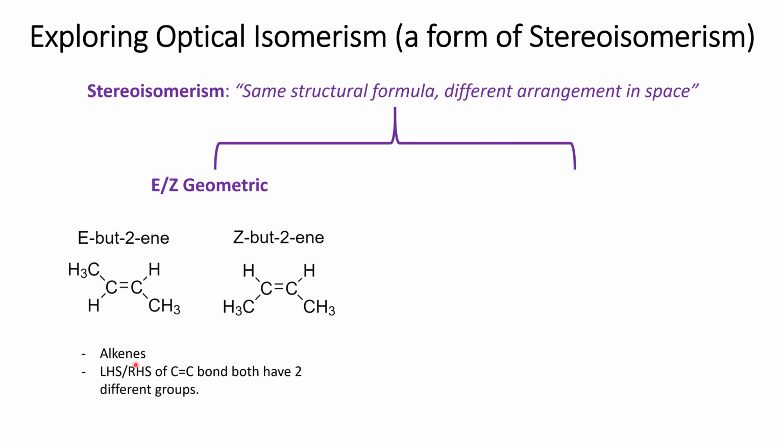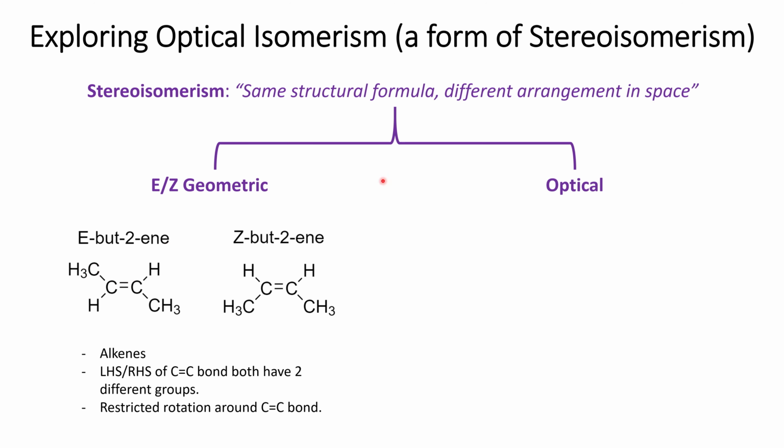And it only occurs when both the left-hand side and the right-hand side of a C=C double bond have two different groups. Both have to have two different groups. That's not to say that the two different groups have to be different to each other comparing each side. It's just that on one side you need two different substituents or groups. And this is the result of restricted rotation around the C=C double bond, meaning that I wouldn't be able to switch this CH3 group and put it down here because this bond here can never rotate.